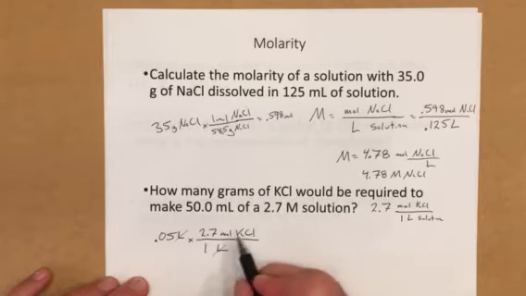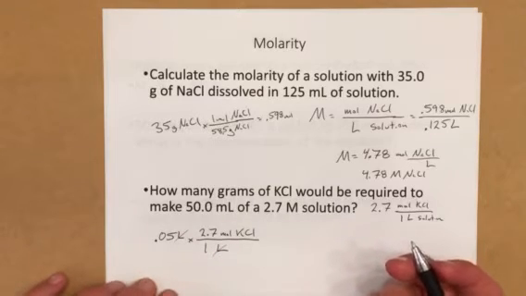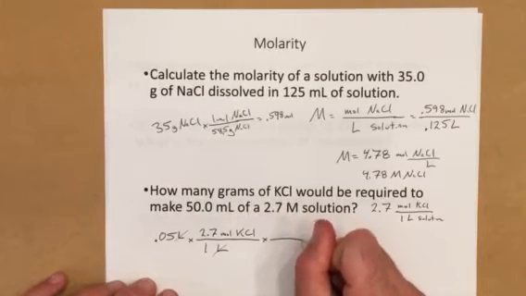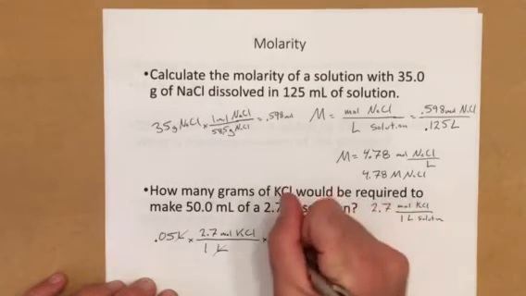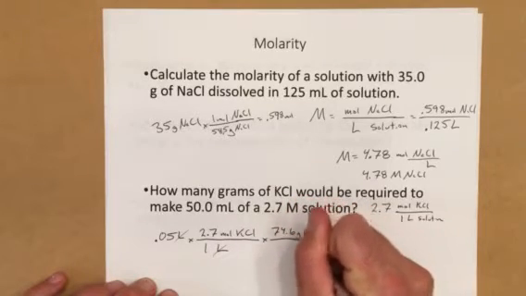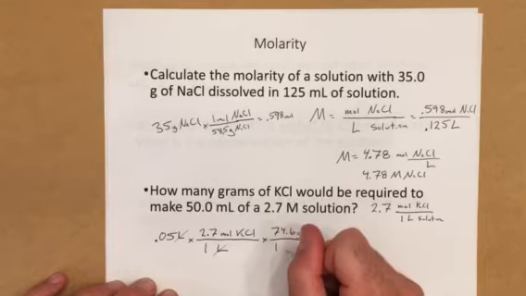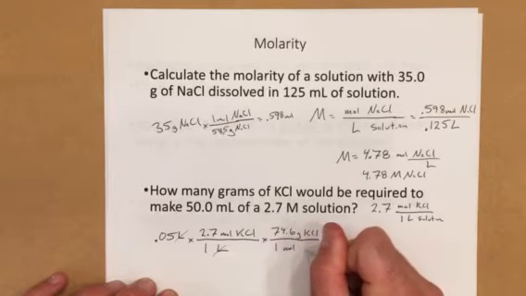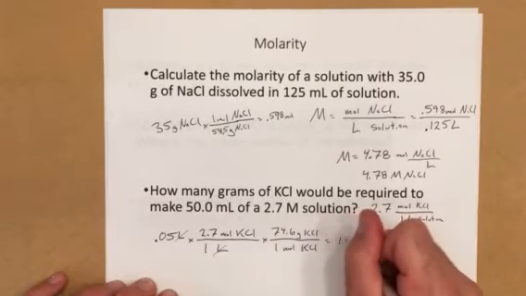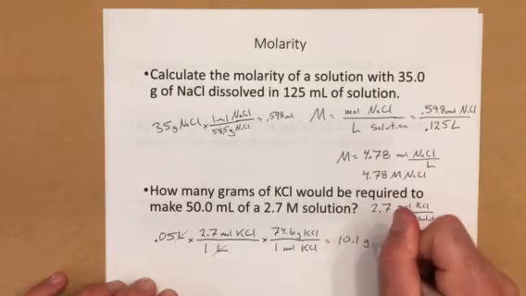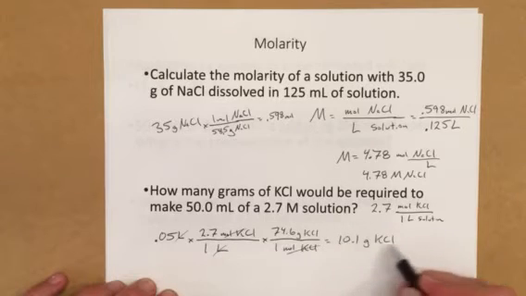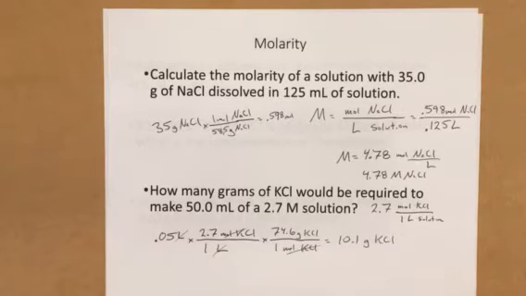The liters will cancel out. Now we have moles of KCl. And then once we have moles of KCl, we can change that into grams using the molar mass, which is 74.6 grams of KCl for every 1 mole of KCl. And when we multiply that, you get 10.1 grams of KCl. The moles of KCl cancel out, and that's grams of KCl left at the end.